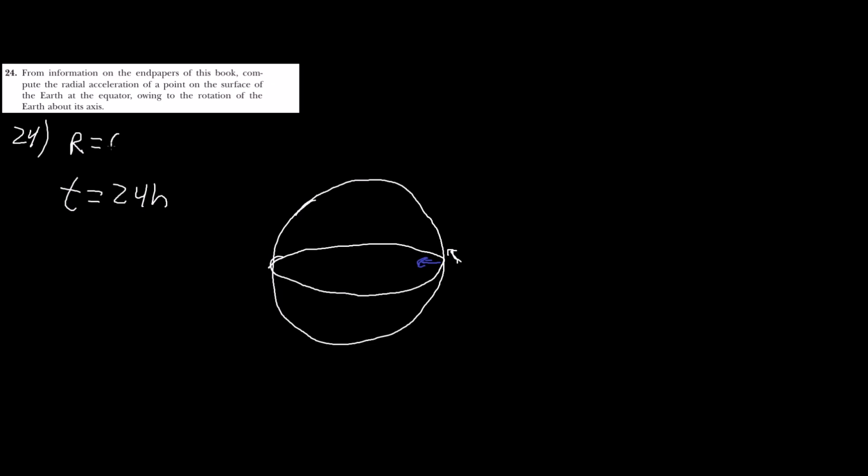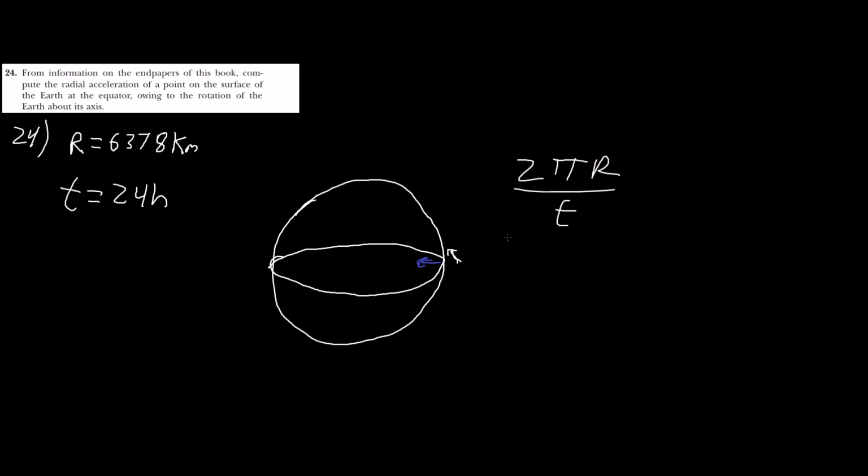6378 kilometers. Beautiful, folks. So that's going to be the radius of the Earth. And what we're going to do is take 2 pi times the radius divided by the time it takes to go around the Earth.